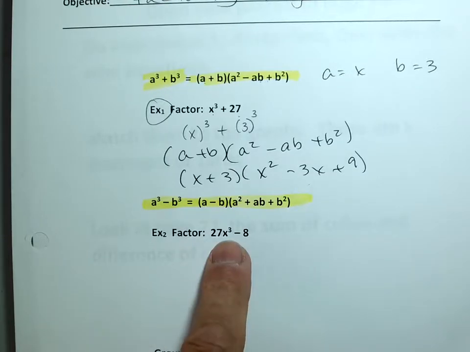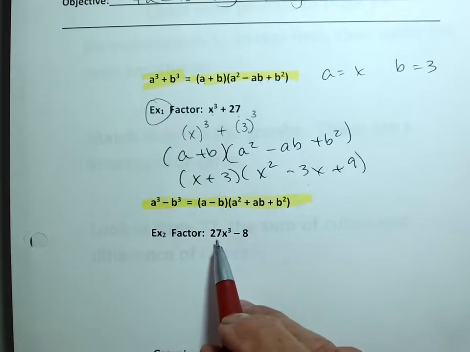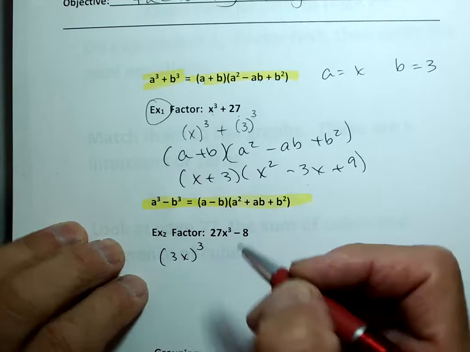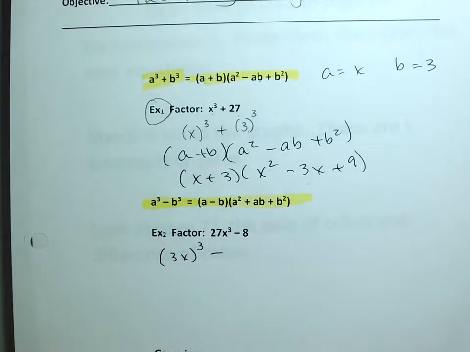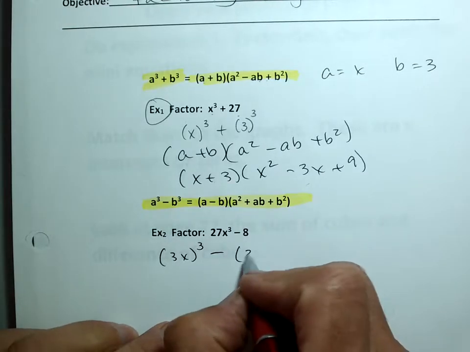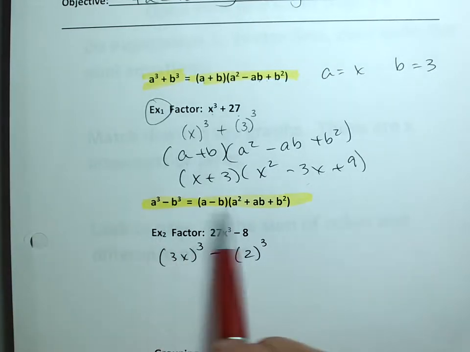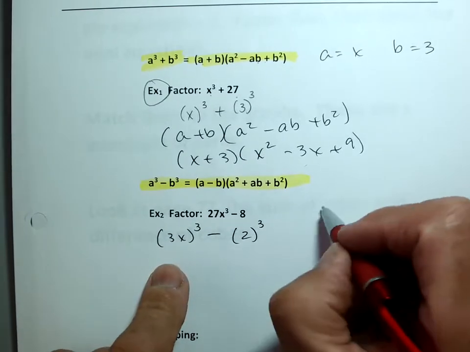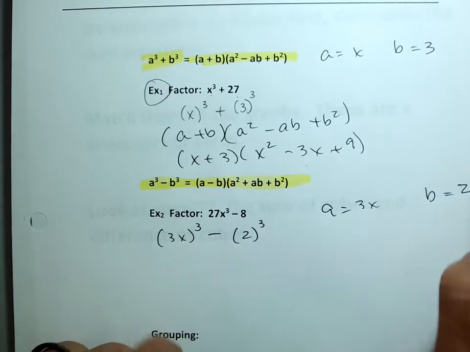First of all, for number 2, we've got to make these into cubes. 27 is a cube. What is it? 3 cubed, right? So I'm going to rewrite this as 3x cubed. And 8 is a perfect cube. What's 8? 2 cubed. Everybody agree? So instead of a's and b's, I've got 3x and 2. So let's let my a be 3x, and we'll let my b be 2, right?